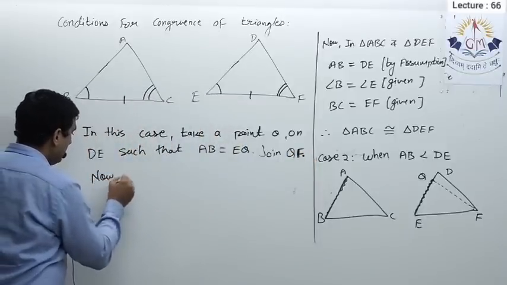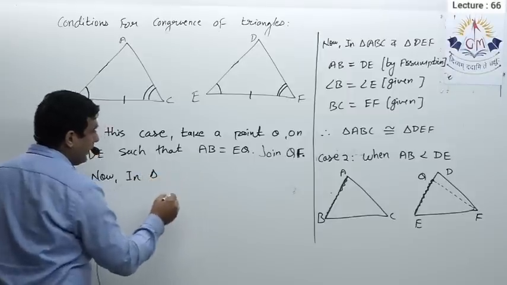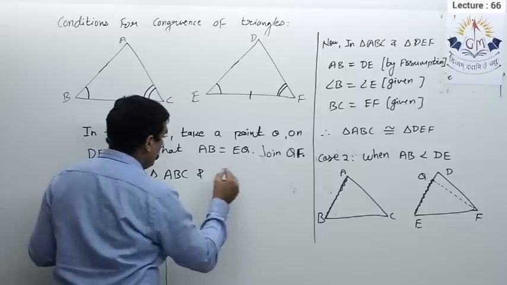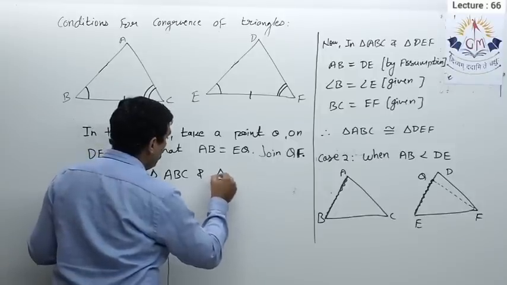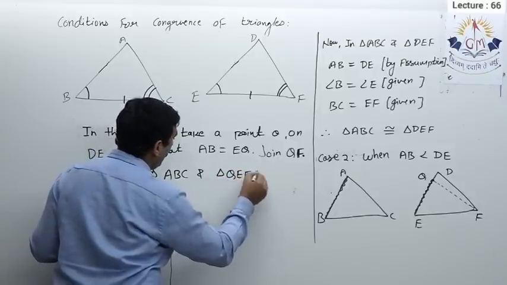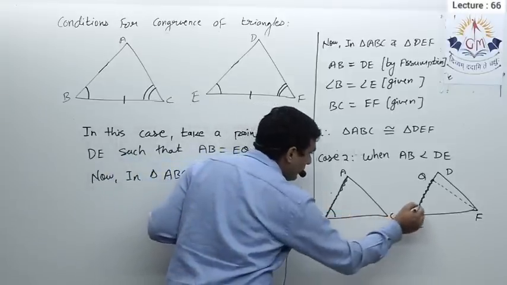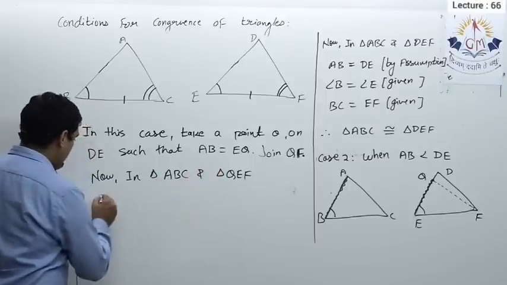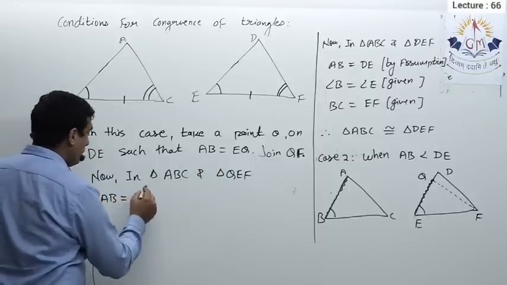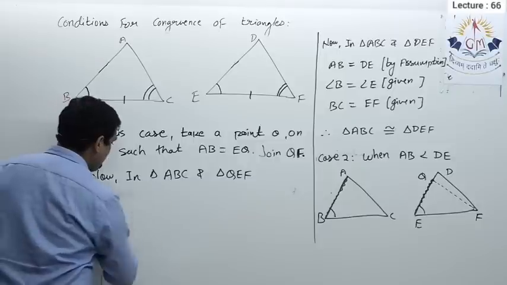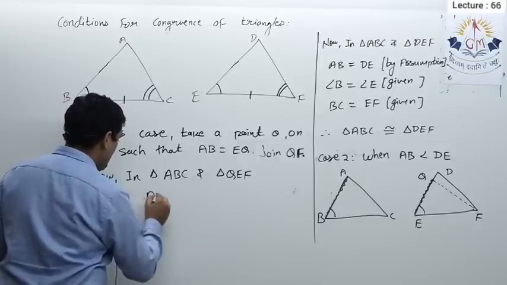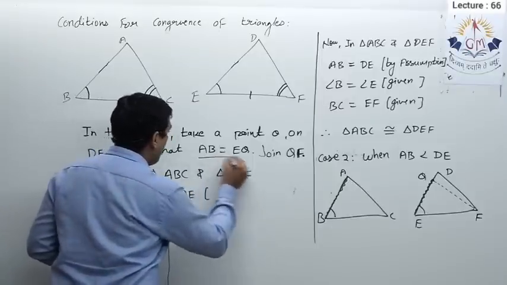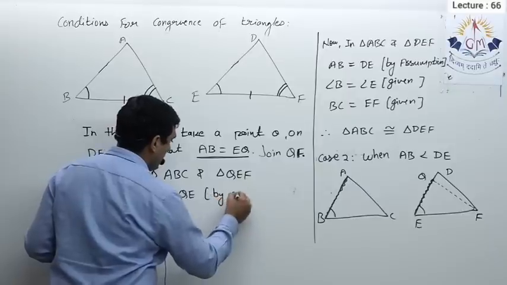Now in triangle ABC and triangle QEF. See, first we will start here, AB is equal to QE. Why is AB equal to QE? It is by assumption, or by construction. By construction.